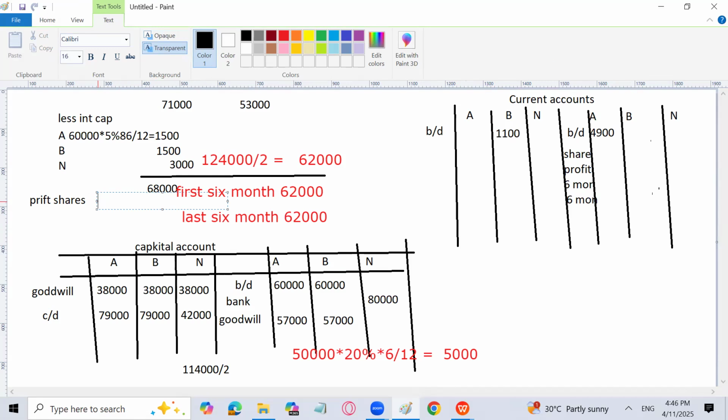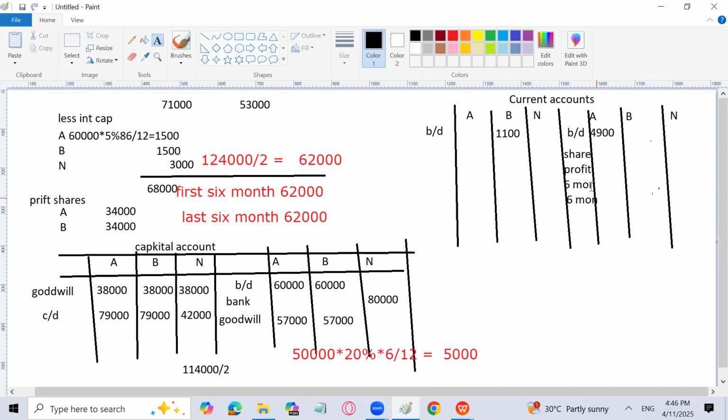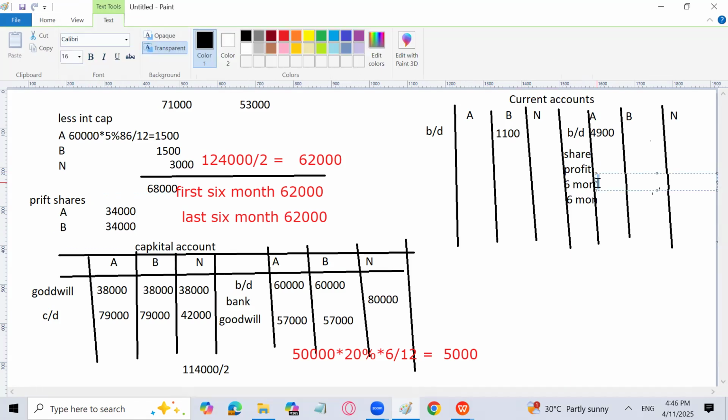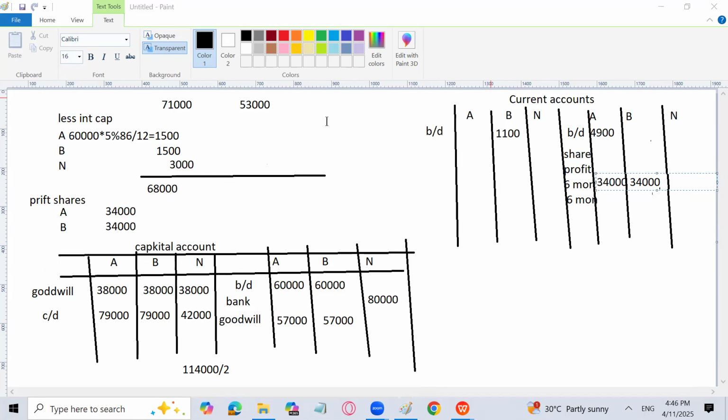34,000 for A, and for B 34,000, and 34,000 for the other. I will write here: the first 6 months profit is 34,000, and for the last 6 months that is also 34,000. So for Linda it is also 6,000, and for Alina it is also 6,000. Now 53,000.